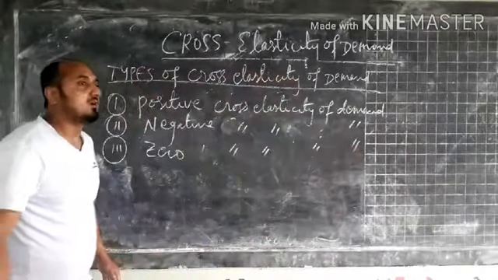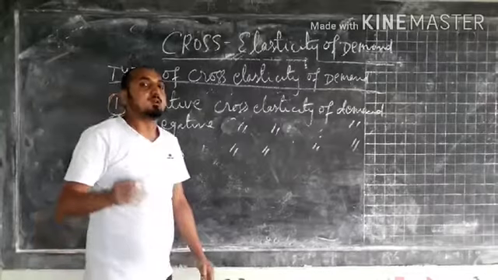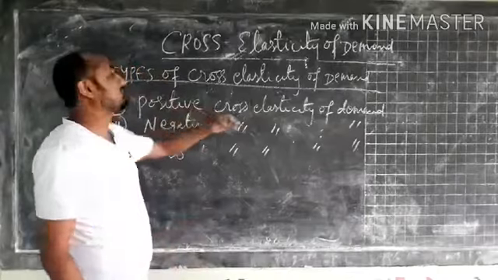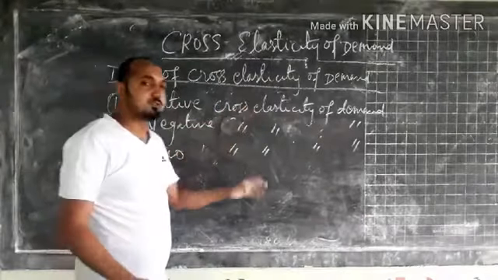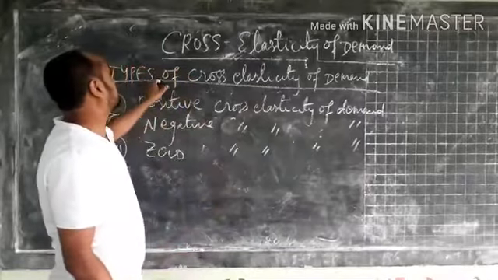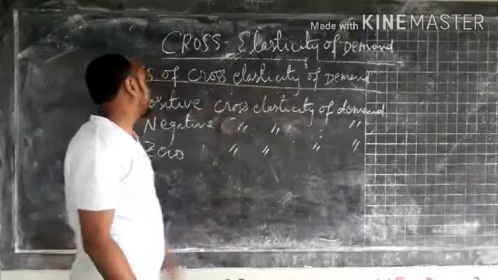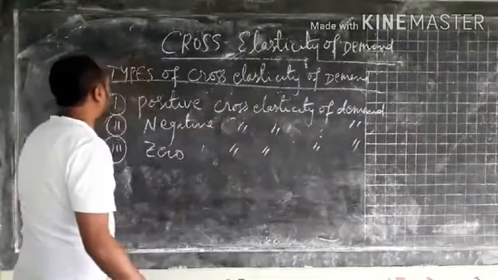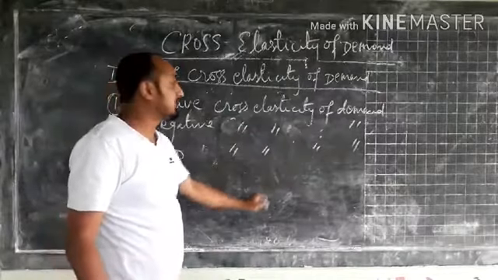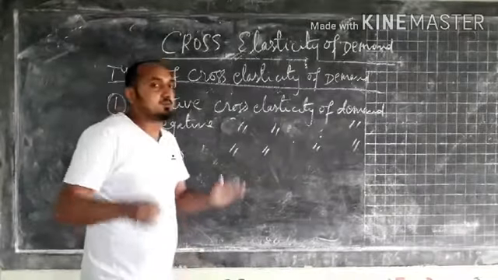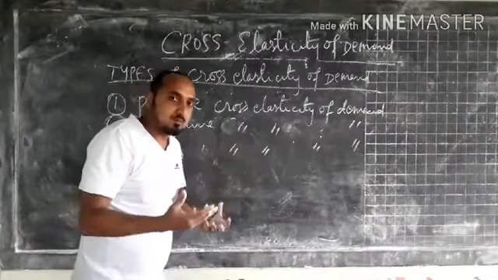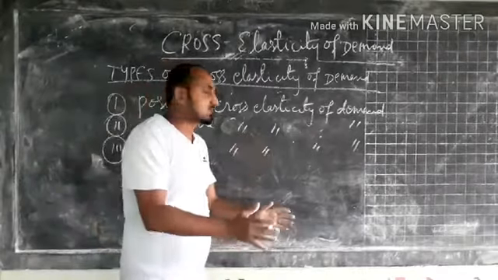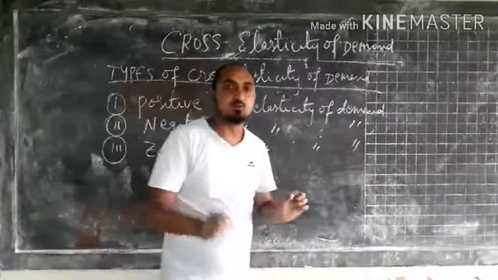It is similar to income elasticity of demand. In the case of income elasticity of demand also, we had three categories: positive, negative, and zero. In the same way, in the case of cross elasticity of demand, we have three categories: positive, negative, and zero cross elasticity of demand. I will explain the meaning one by one, and I will give you some examples also to make you understand how we can say that this is a positive, negative, or zero cross elasticity.